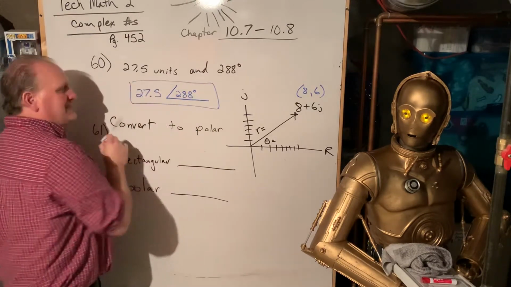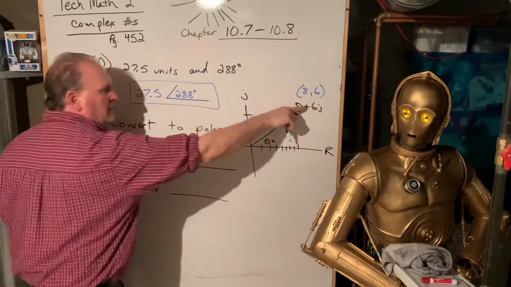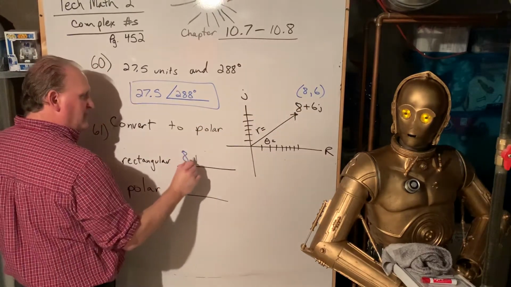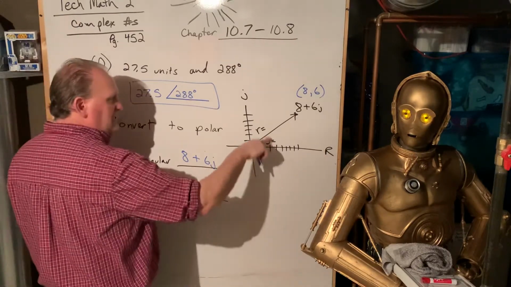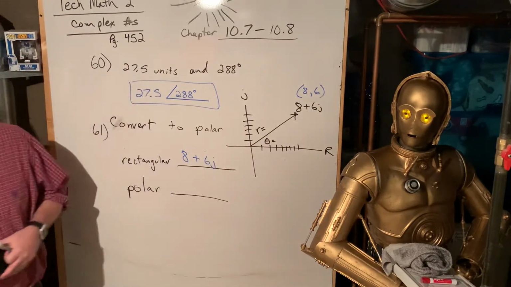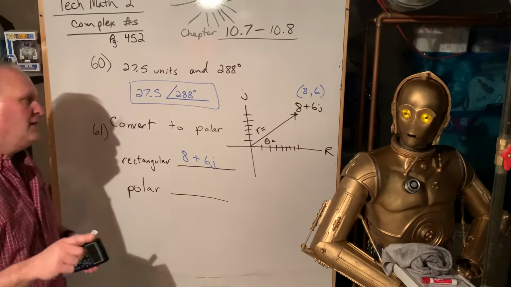I think on 61 they also just wanted the shorthand where they wanted rectangular form. They wanted to write 8 plus 6j, and then polar form. I'm pretty sure they give you those two values already on the picture. They tell us 37 and 10. But let me show you how we get that.